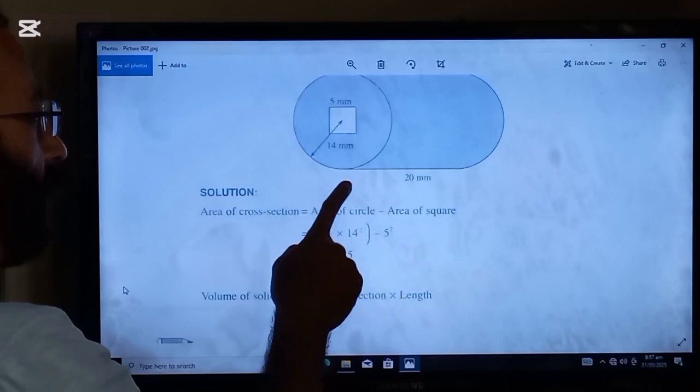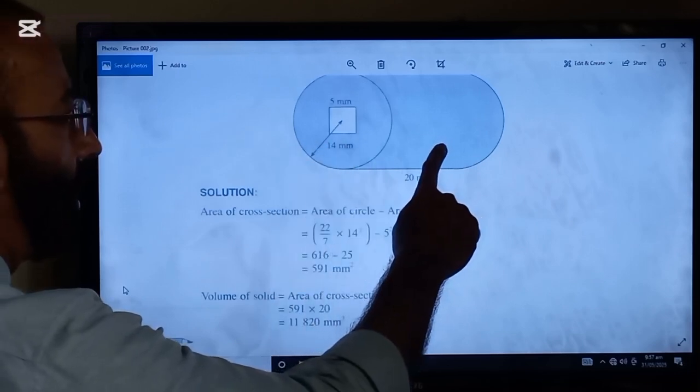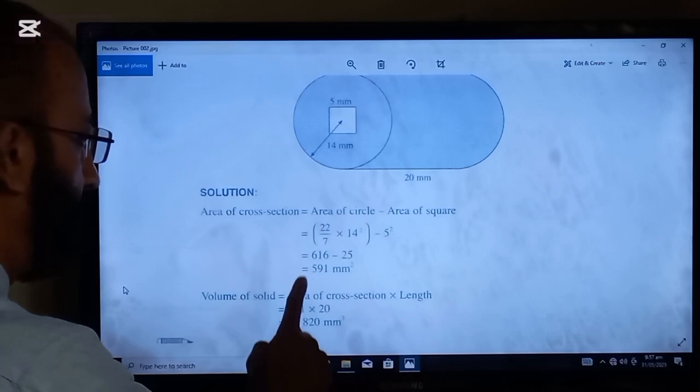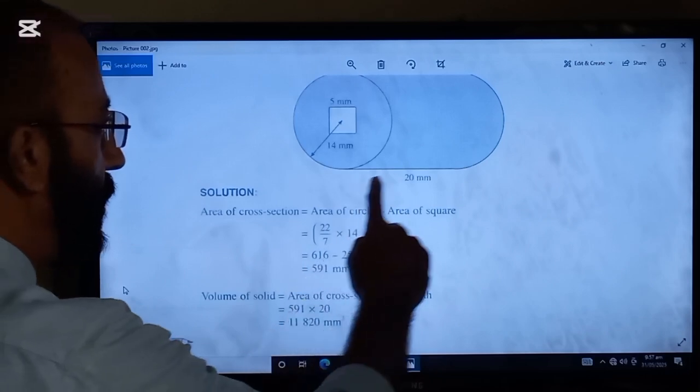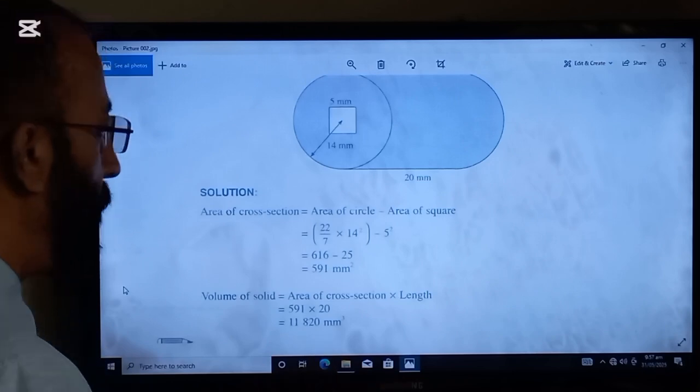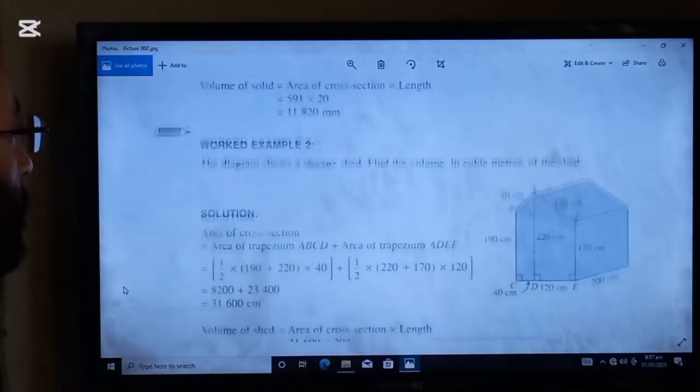So the formula for the cylinder is pi r square h. The volume formula is pi r square h. So this is pi r square and h is 20. Put these values into the formula, solve it on the calculator, and you will get the answer.